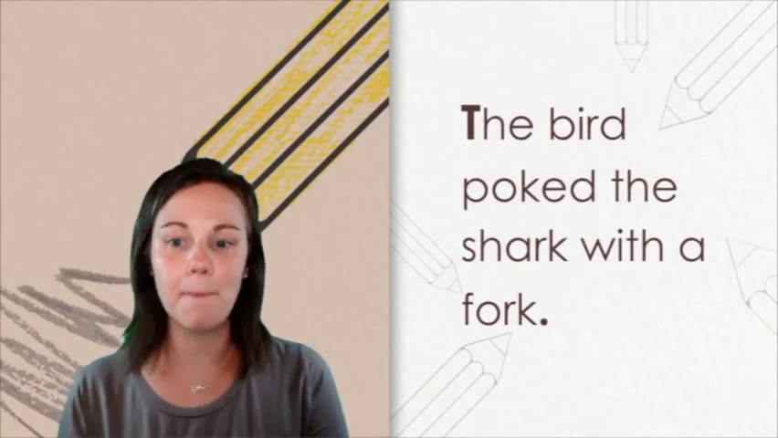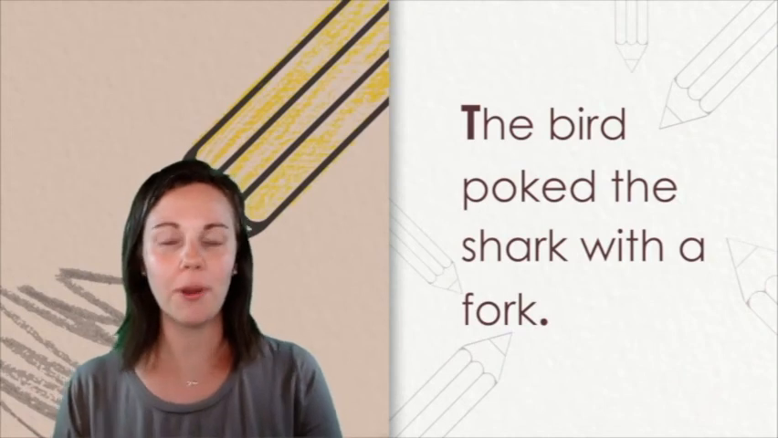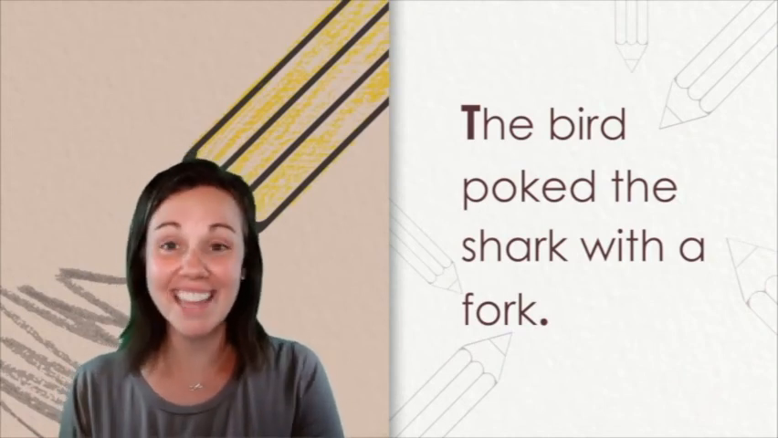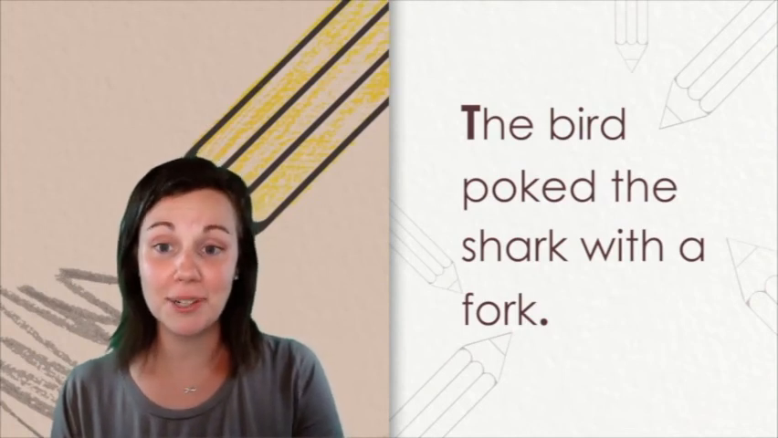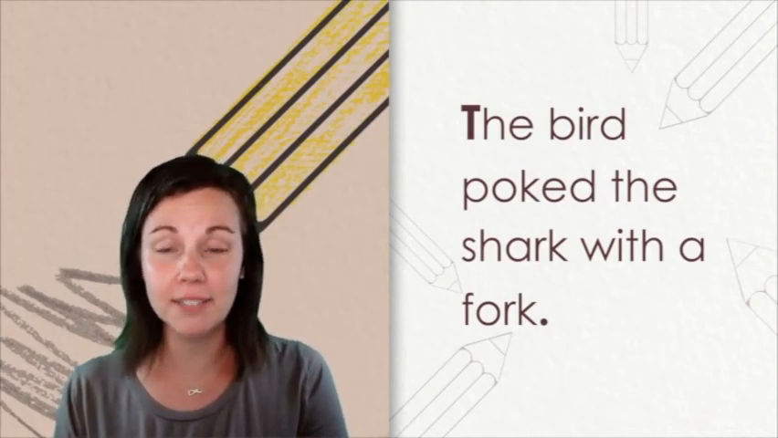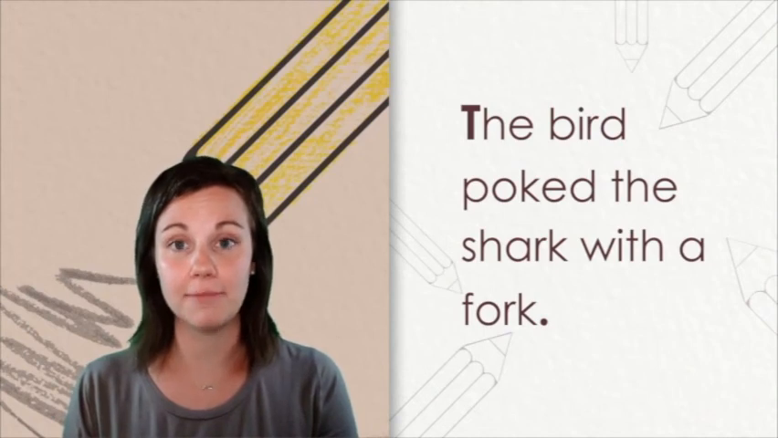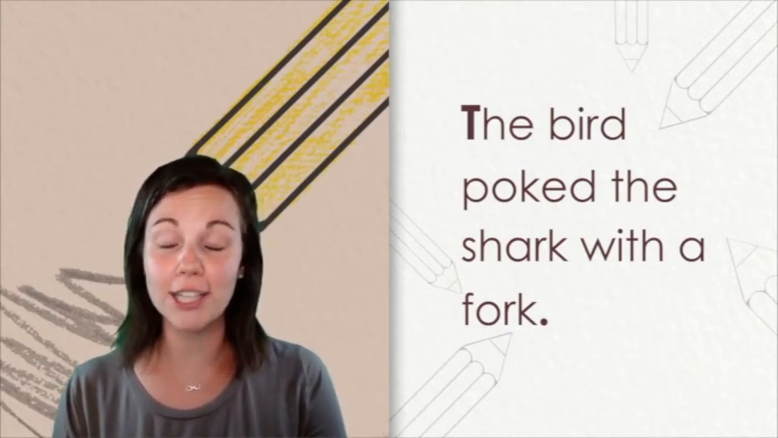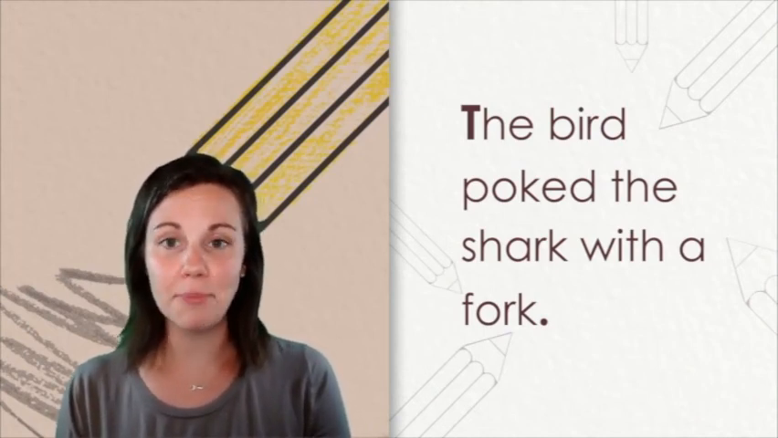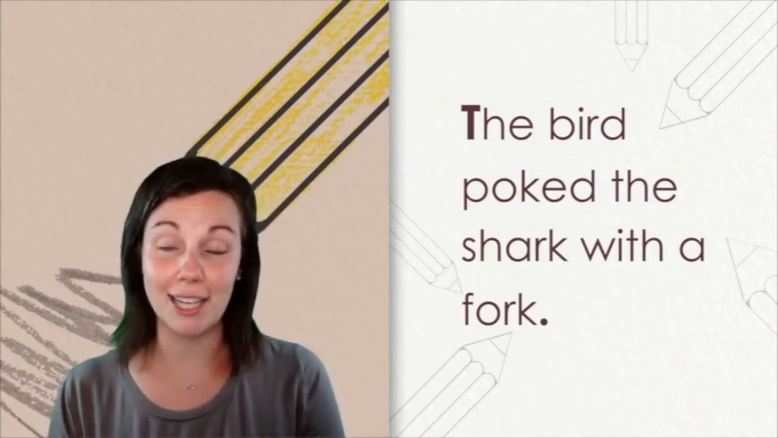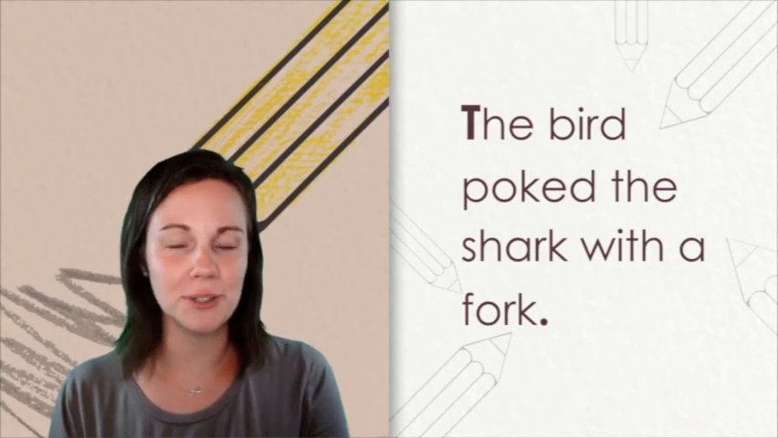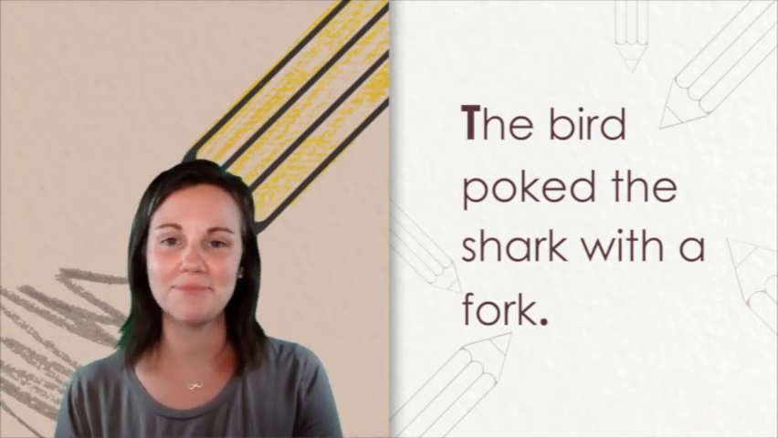Here's the sentence I came up with. The bird poked the shark with a fork. Isn't that silly? Can you imagine that happening? Notice I started with my capital letter and I ended with a period. I used my R-controlled sounds to help me spell the words bird, shark, and fork. I'm sure your sentence is just as good. Thanks for sharing.